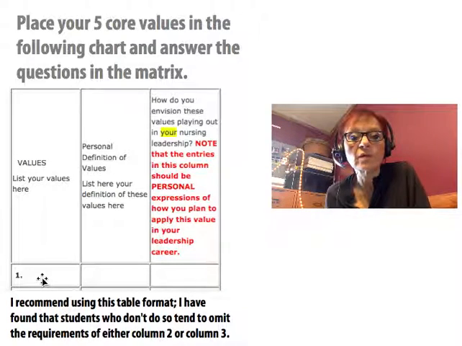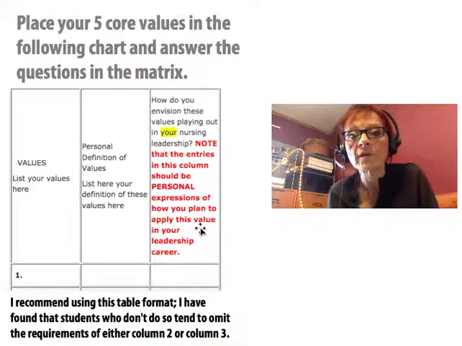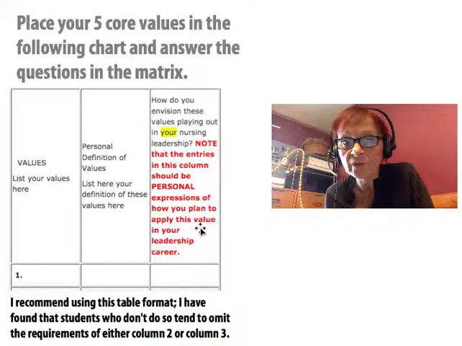But you're to place your 5 core values in this chart and answer the questions in the matrix. So you, as I said, list your values in the first column, your personal definition of values in the second column, and I would like these to be complete sentences, and I do not want to see the word you or any form of the word you in this column. Same with the next column. This should be first person.